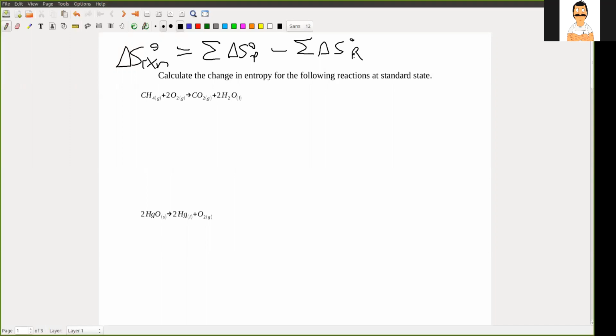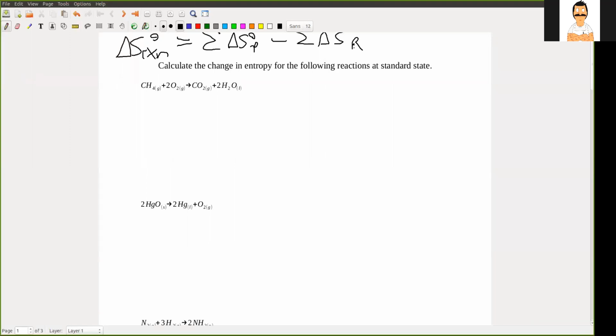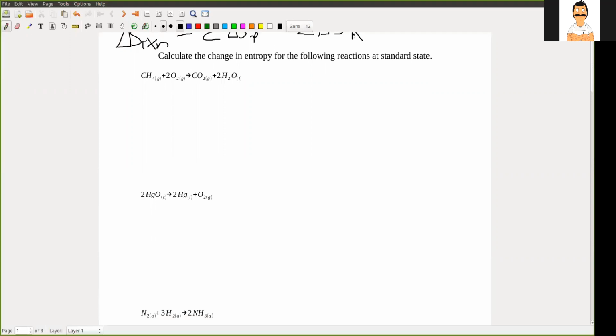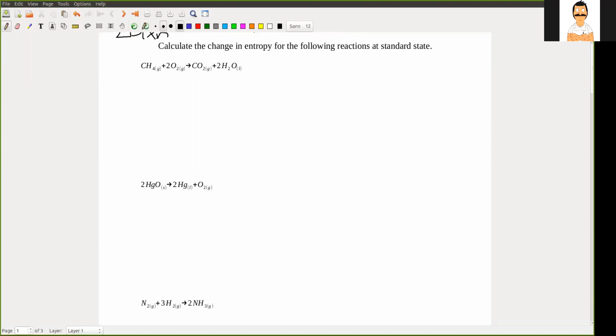So I have three examples here that we're going to go through. And the values for entropy that we get in these examples will be taken from the appendix in the back of your book. But if you need to, you can find them online or any other resource that you can think of. So for this, we would find out what is the change in entropy for each of the species that are involved in the reaction first. So I'm just going to write them off to the side here.